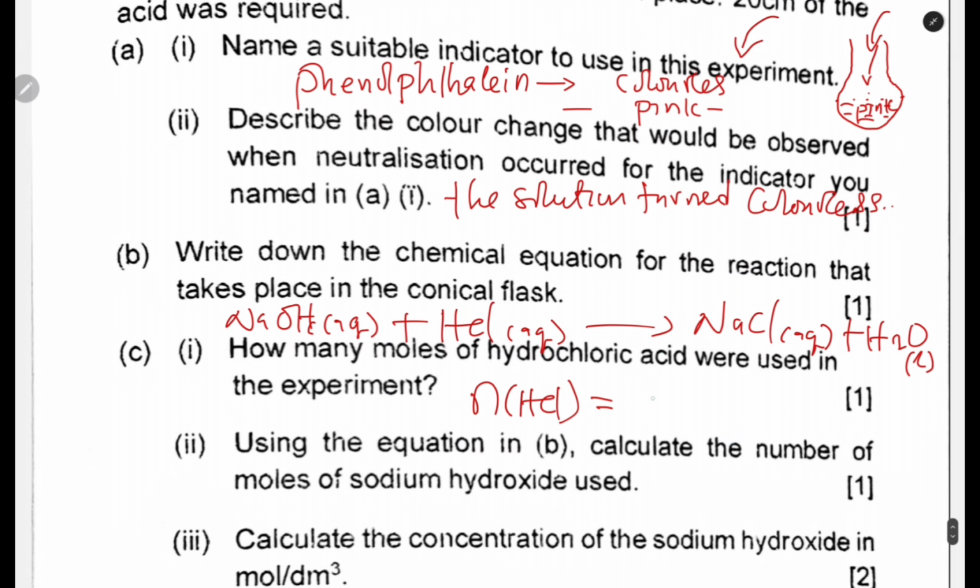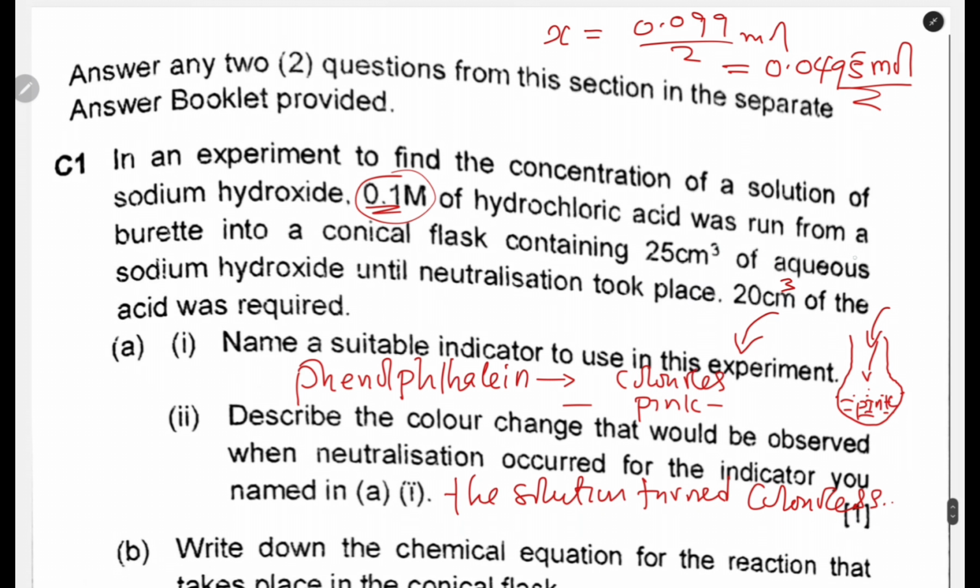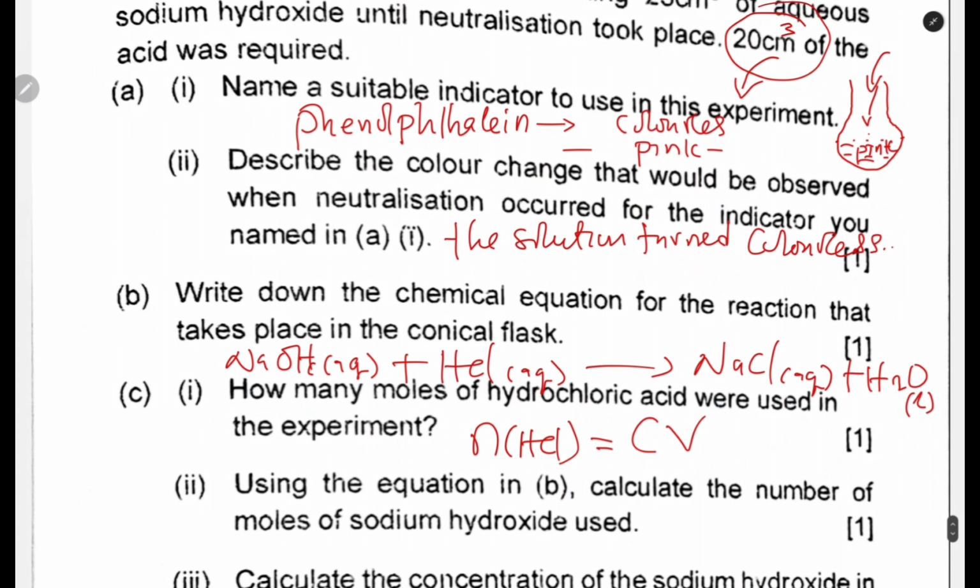Then we are told to calculate the number of moles. So number of moles is equal to concentration multiplied by volume. What is the concentration of the acid? It is 0.1. Then they are saying run from the conical flask sodium hydroxide until neutralization took place. 20 cubic centimeter of the acid was used, which means the volume was 20 and not 25. So we have concentration 0.1 multiplied by 20 cm³, which in decimeter cubed is 0.02. If you multiply this, you find 0.002 mole. So that is the number of moles. I guess you've gotten that.